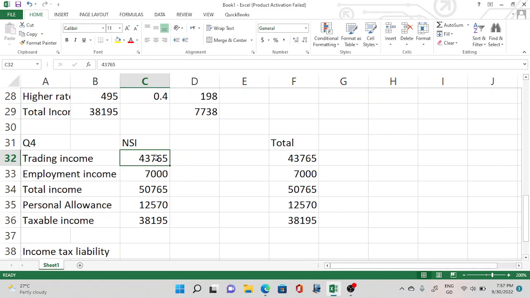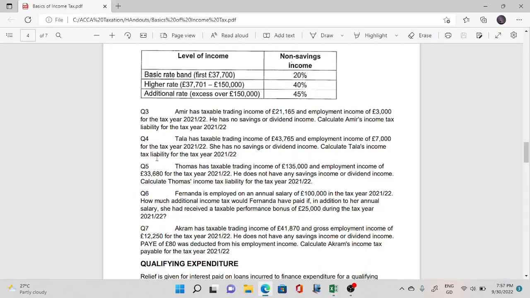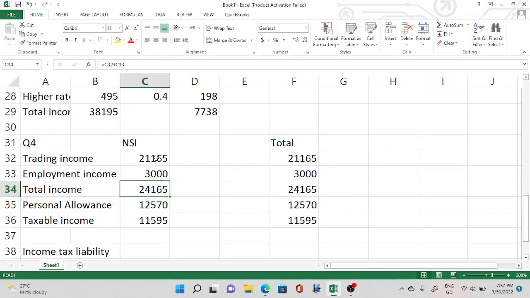21,165. Employment income is 3,000. Okay, and what else is there? Nothing else. So personal allowance will be given in full. And what will happen with the taxable income? Now you can see it's 11,595.